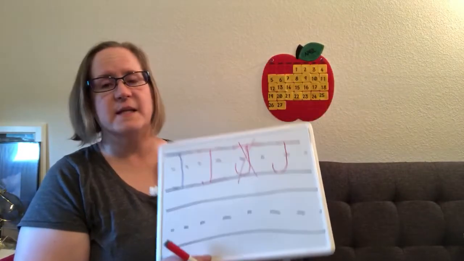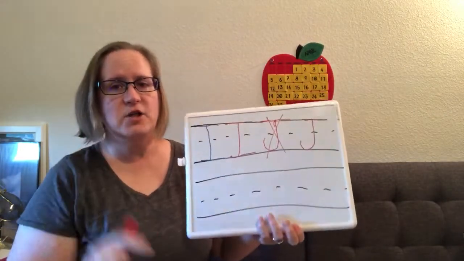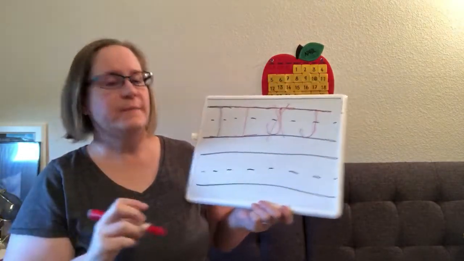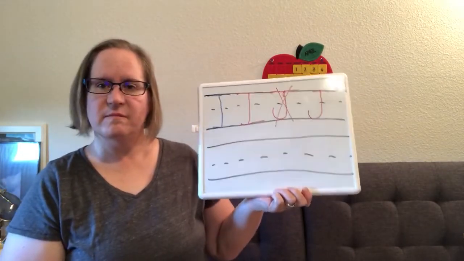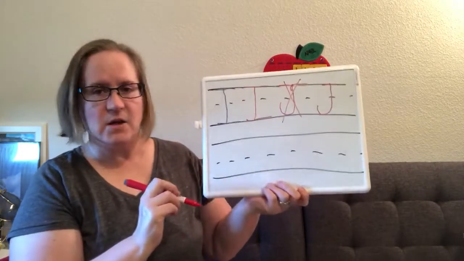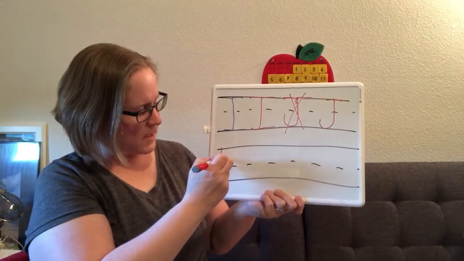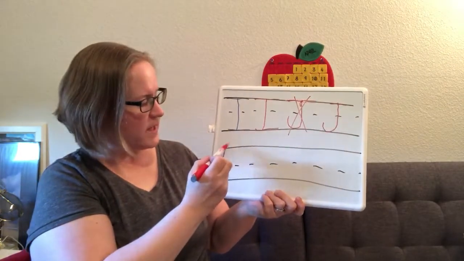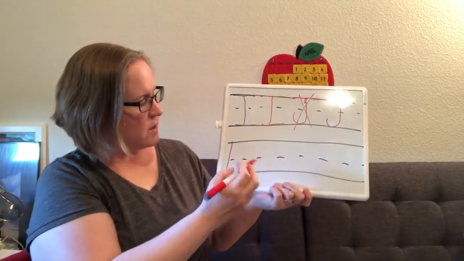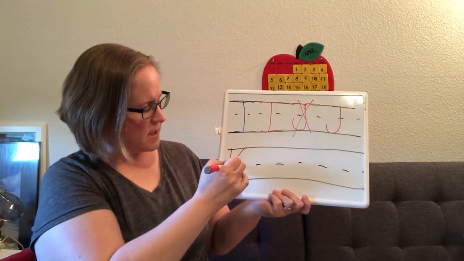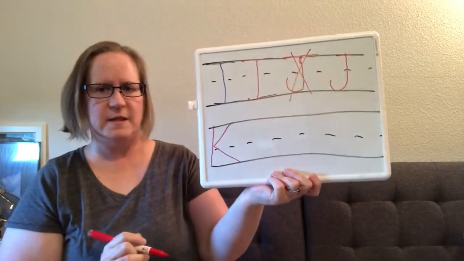What comes next? I, J. Yeah, K. What does K say? Yeah, it says K, K, K, K. K starts with a tall line down. Then we're going to jump back up, but we're not going to jump up to here. We have to jump out to the edge so that we can make a diagonal line to the dotted middle line and a diagonal line to the bottom baseline.